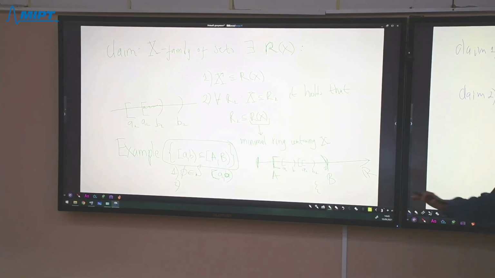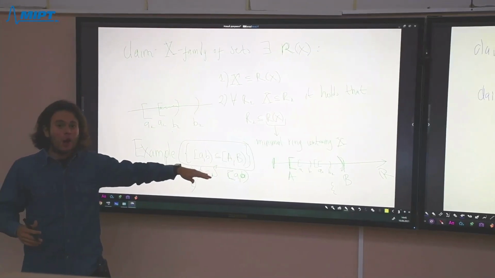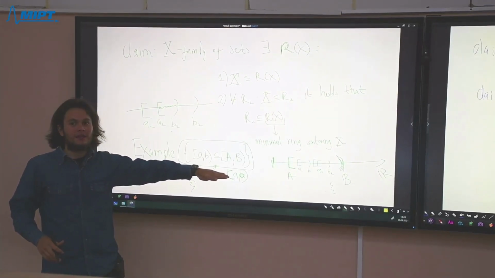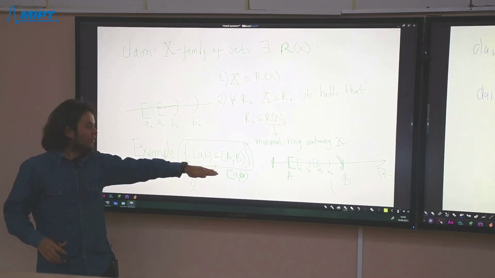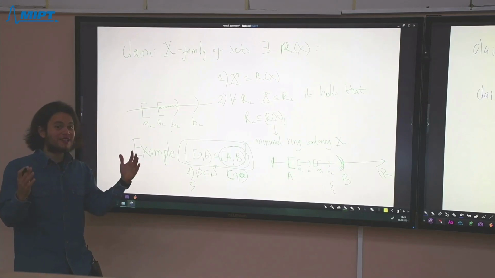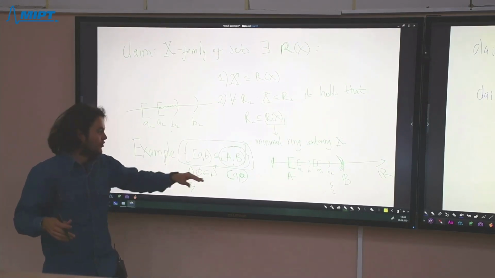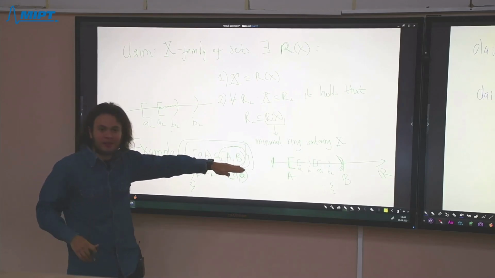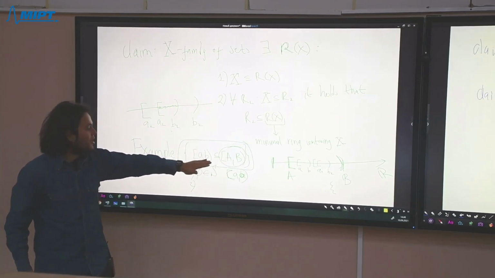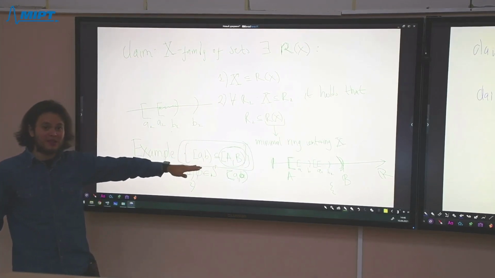In this case, this is a half interval with a universal set. Which set in this case is the universal set? This set, right? The universal set is the set which contains all the other sets, so this interval. So we constructed here a semi-ring with a universal set.